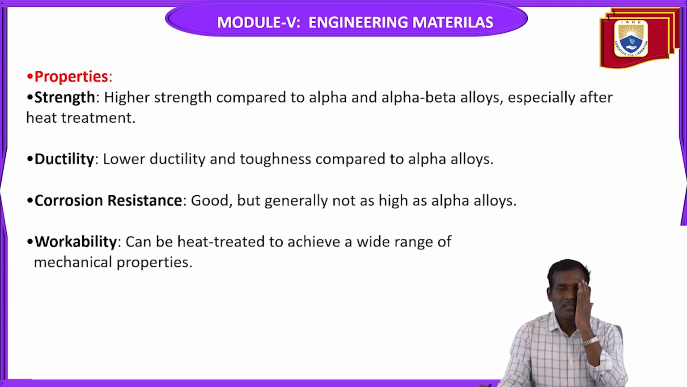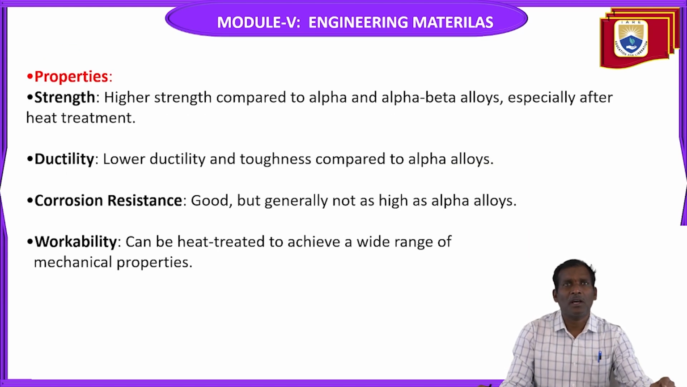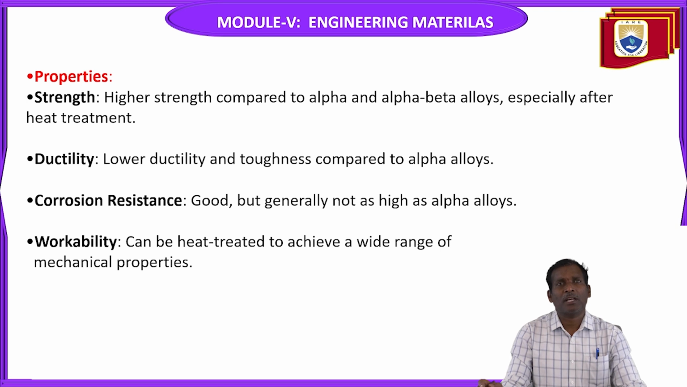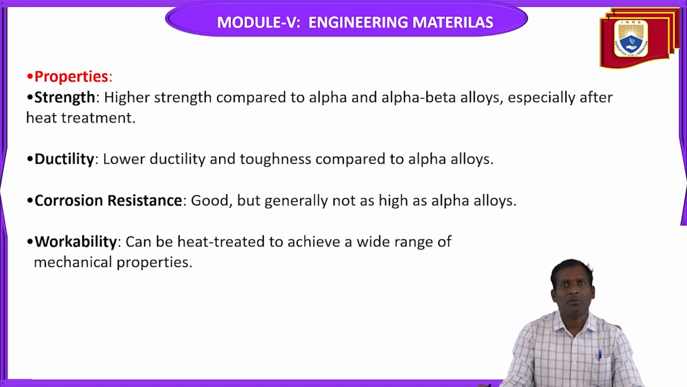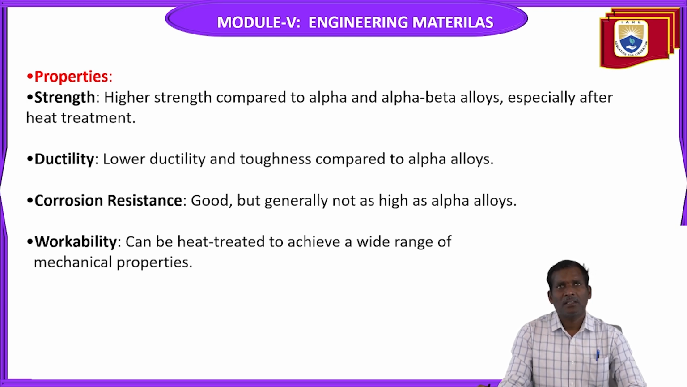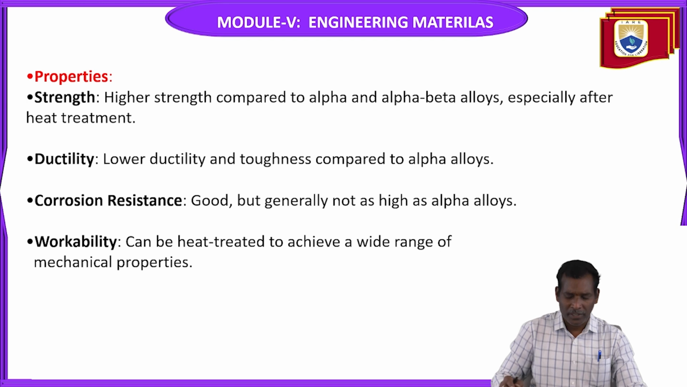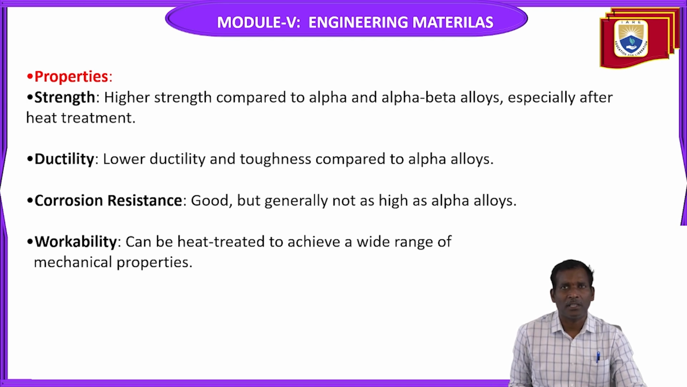Properties, similarly to alpha alloys, strength, ductility, corrosion resistance, and workability can be heat treated to achieve a wide range of mechanical properties. The strength, the higher strength compared to alpha and alpha beta alloys, especially after heat treatment. So ductility also having lower ductility and toughness compared to alpha alloys.